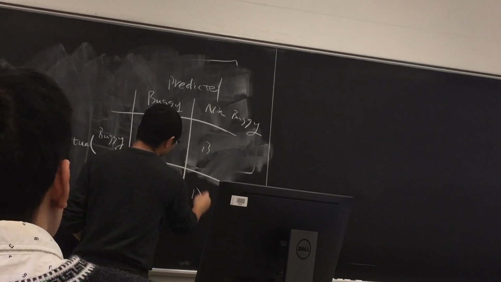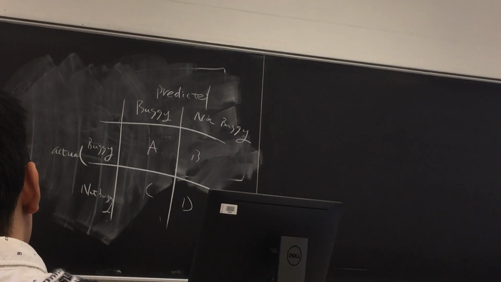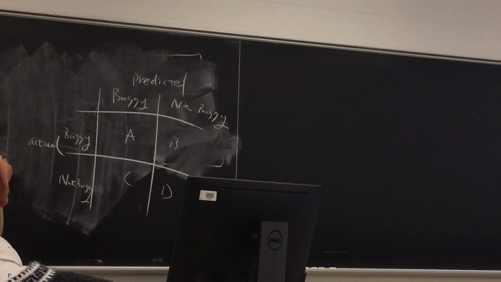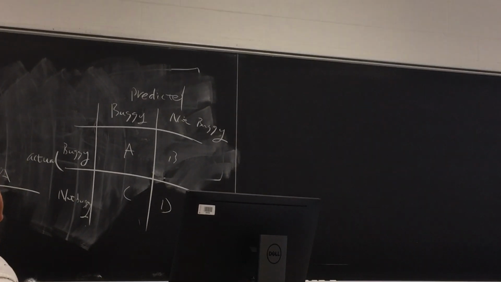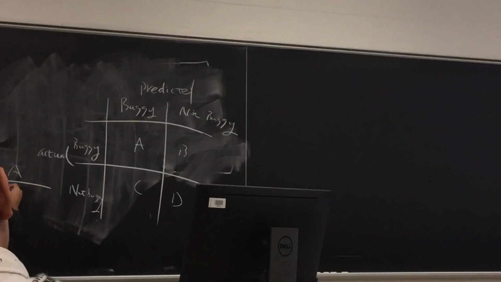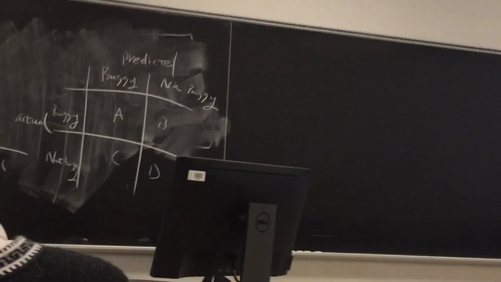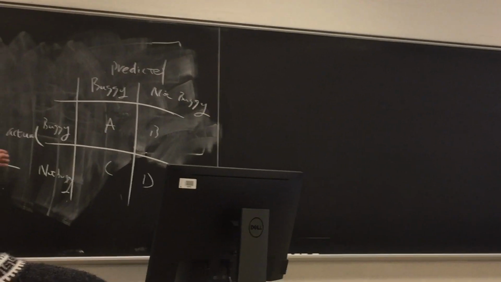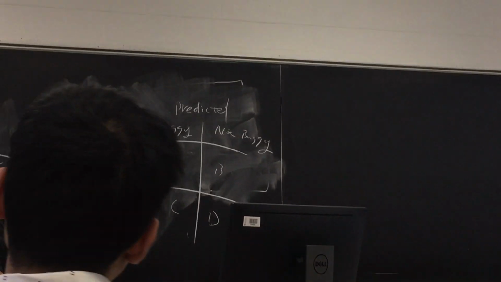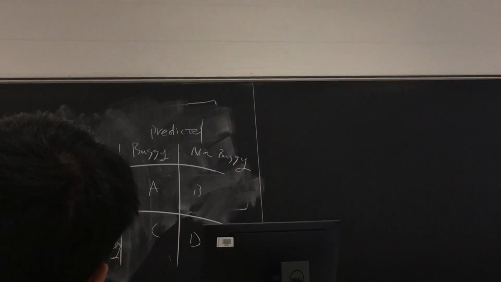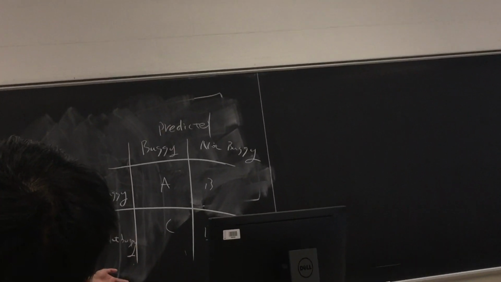So how do we calculate precision? If you have this A, B, C, D, precision is basically A divided by A plus C, right? Yes. So basically, the ones that are actually buggy and you predict to be buggy, divided by all the ones you say are buggy. Right?